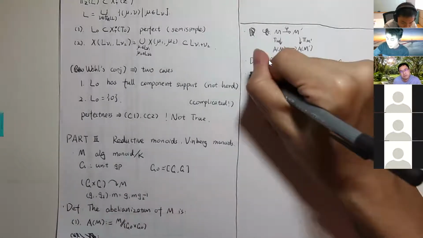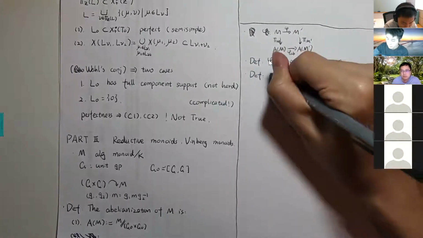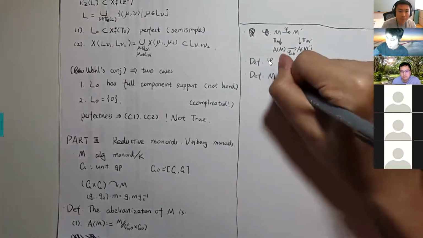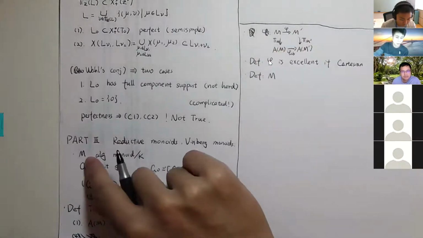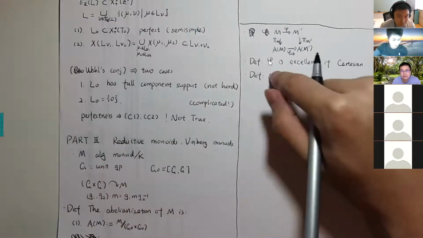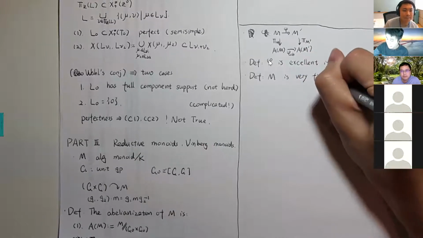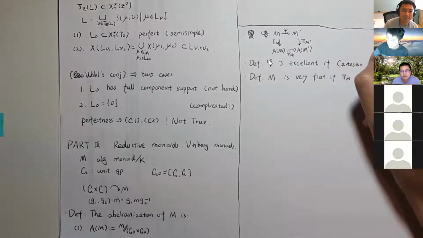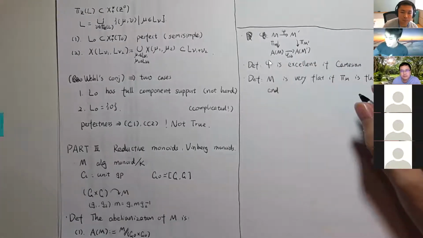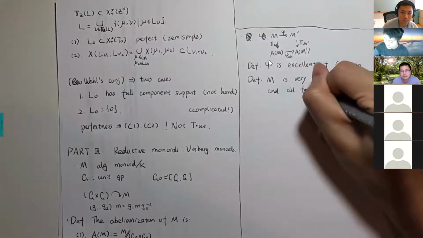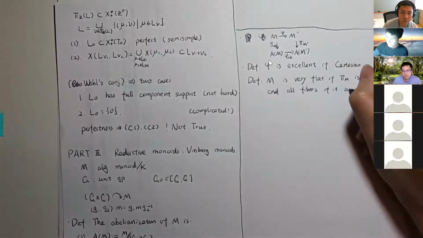And then we focus on a special type of reductive monoid, a normal reductive monoid. We always assume M to be irreducible, normal, and reductive. So a normal reductive monoid M is called very flat if pi M is flat, because all fibers of it are reduced and irreducible.